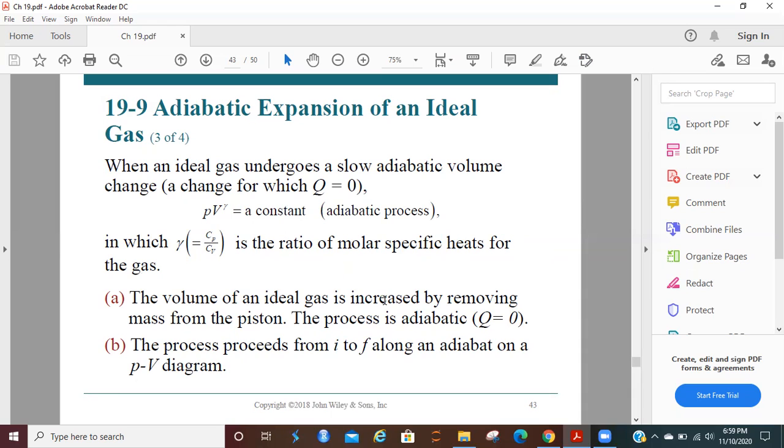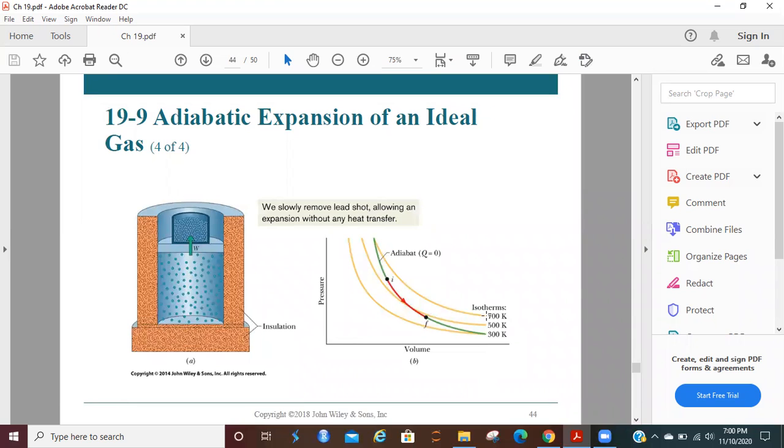As you remove the mass, the gas is able to push a little bit further on that weight because it doesn't weigh as much. The process is considered to be adiabatic because you're not really adding heat or taking away heat from the system. So the process proceeds from I to F along an adiabat on the PV diagram. If we look at our PV diagrams here, we have an adiabat as we slowly remove the shot, allowing the expansion. In other words, the gas can push and expand without having any heat transfer.